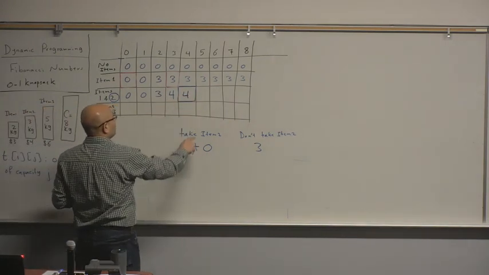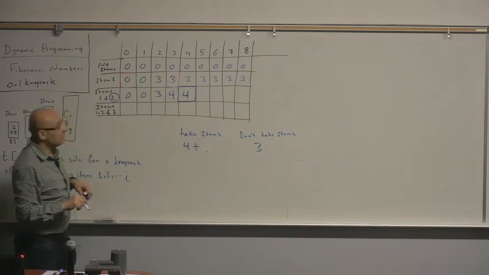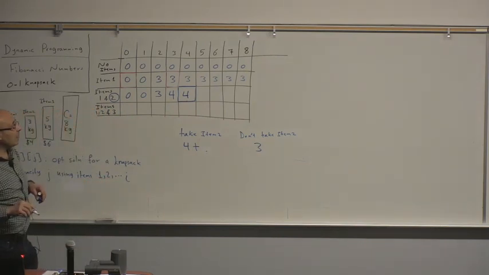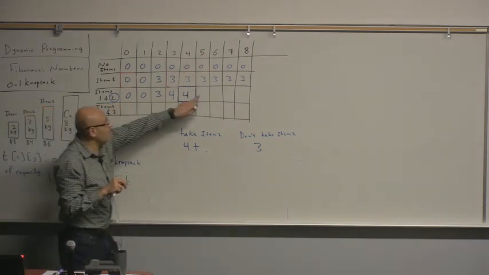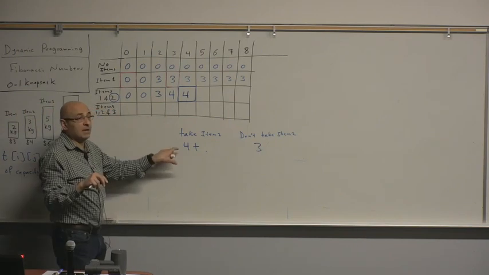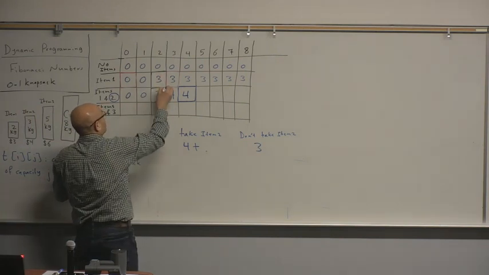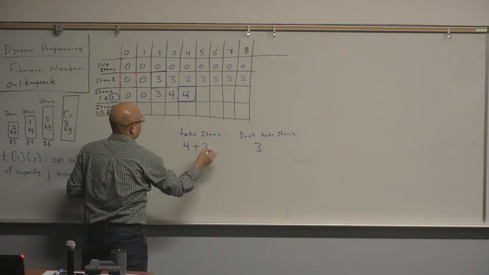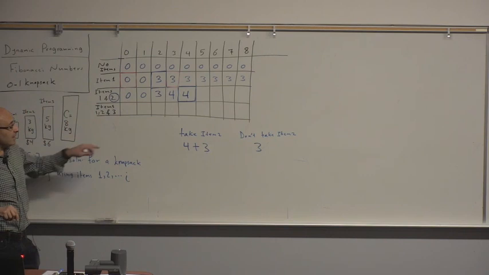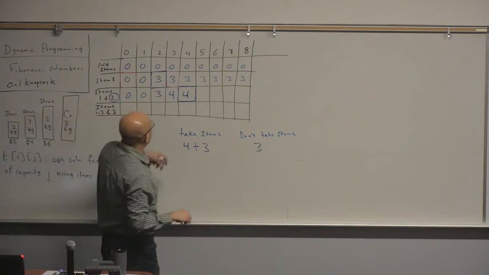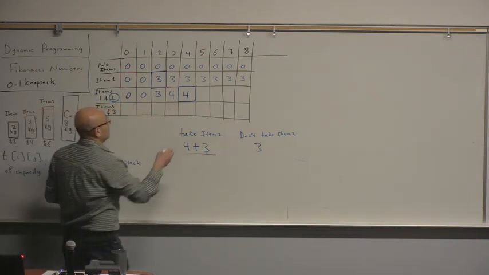Here, if I take it, I will get 4 plus whatever I can fit within a capacity of 2. Yeah, which is 5 minus 3. A capacity of 5, which is the current capacity, minus 3, because I will lose 3 when I take item 2. So 5 minus 3 is 2, so I will look at this. So it's going to give me 4 plus 3. And the 3 came from this. Okay? So if I take it, I will get 7. If I don't take it, I will get 3. And clearly 7 is better than 3. So I will take it.